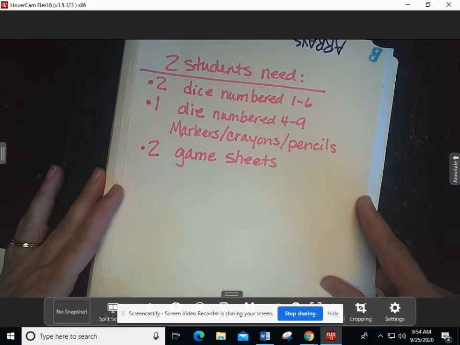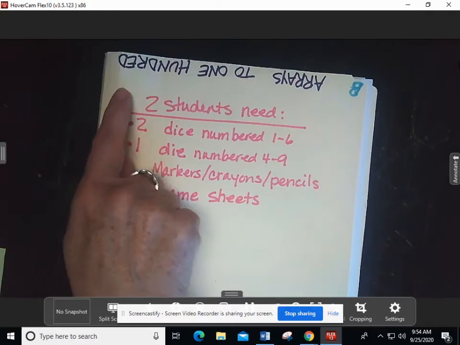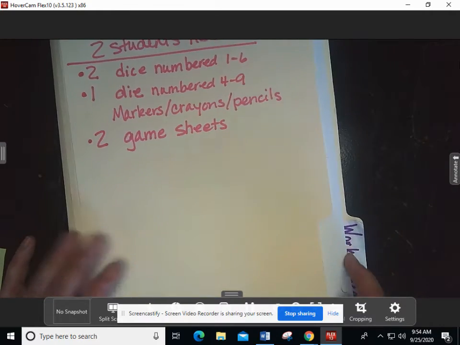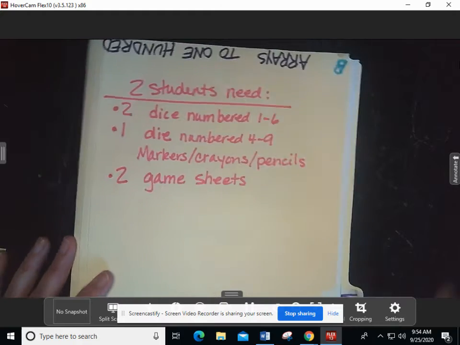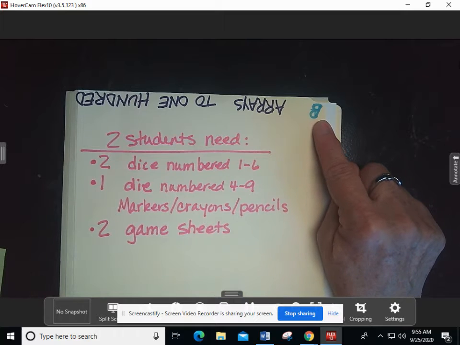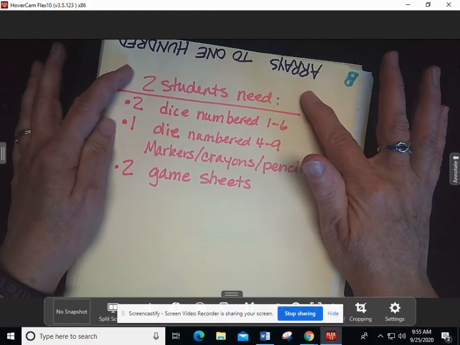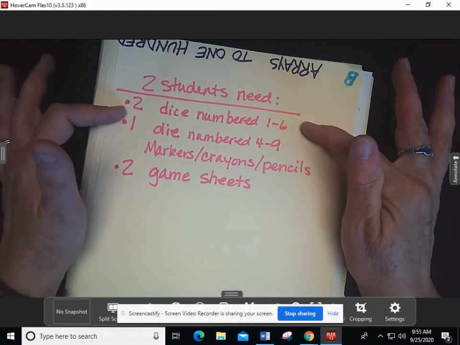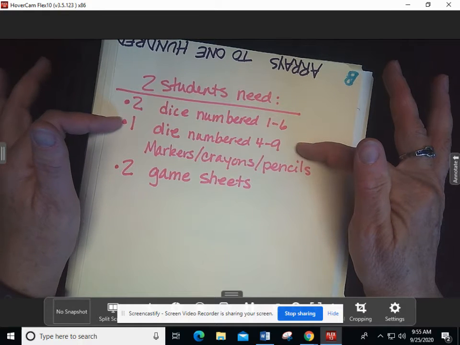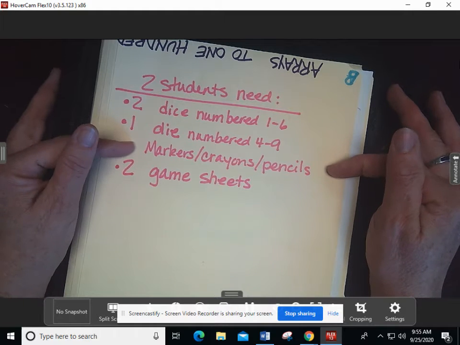So for those of you at home, you don't realize this, and I need to explain it to the students. Remember, on the front of our folders where I keep our work, it tells us what you need. I will always have the names on the top and the bottom and the side of our files. I also say what it is. Like this one is 1B, Unit B, the second one that is introduced. This is telling us that 2 students need 2 dice numbered 1 through 6, 1 die numbered 4 through 9, and you're going to need markers, crayons, or colored pencils. In other words, something that's colored.